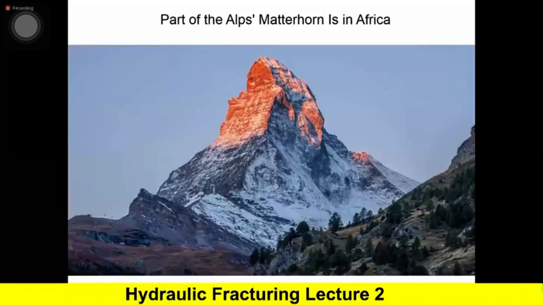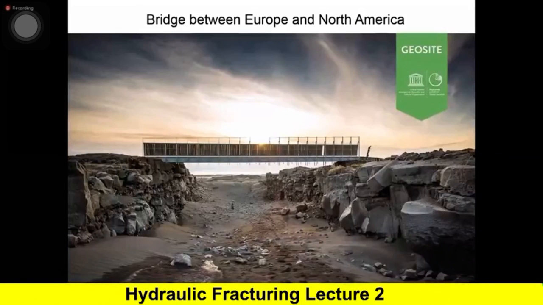In Iceland, I downloaded this map from Google. You can see on one side this is Europe, and on the other side this is North America. There is a bridge where you go from one side to another, and you are crossing from the Euro-Asian plate to the North American plate. And this distance keeps increasing. In the lifetime of a person, it goes away by 6 feet.